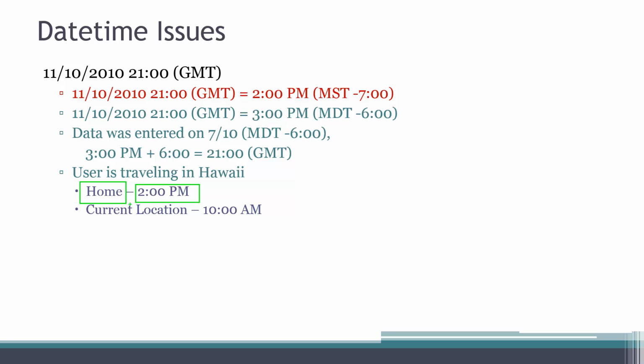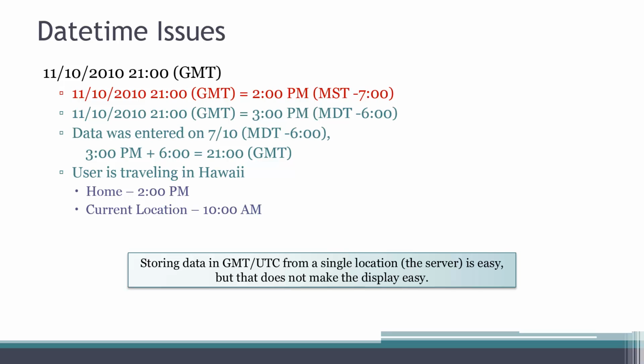In fact, in some cases, you can get away with always showing user time rather than UTC or server time. What time was it where you were when this event occurred? Not what time was it at the server when it occurred, or what time is it where you are now. I hope that makes sense. All right, so our takeaway from this is storing data in GMT and UTC from a single location, for example, the server, is easy, but doesn't make the display easy.